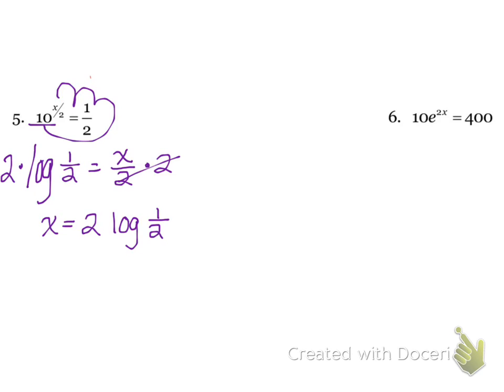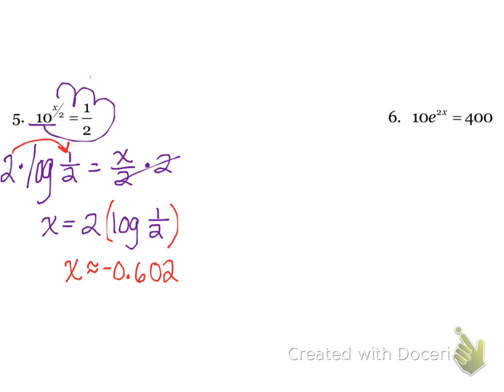Now, please note that it is the log of 1/2. Please don't put a 2 up here and say, oh, that's the log of 2 over 2, which is 1. No, that's not it. You're taking 2 times the log of 1/2. Very different. So when you do this, x equals about negative 0.60, that was about 2.